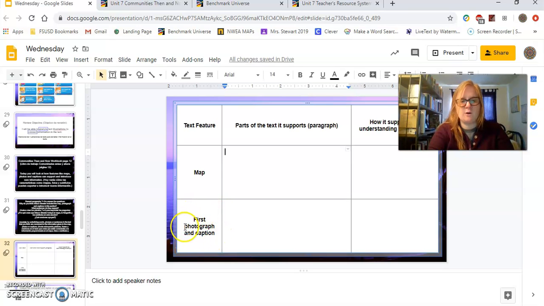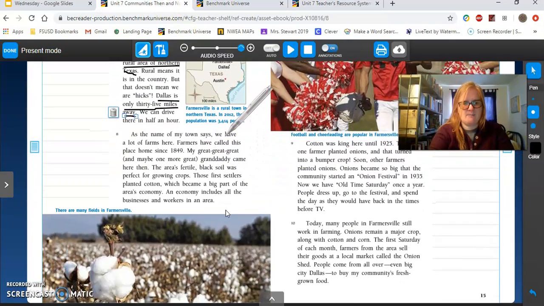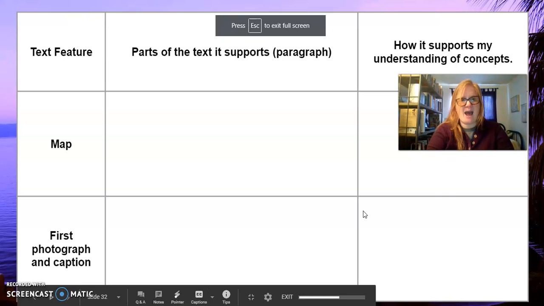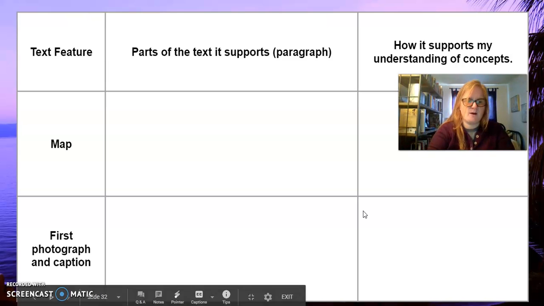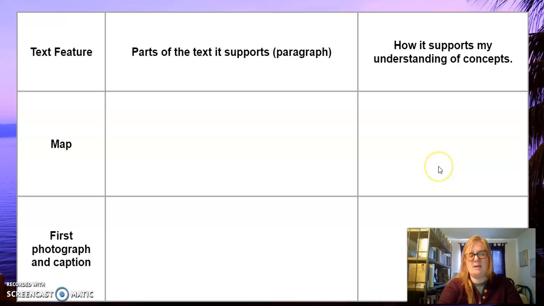And then you're going to look at the first photograph and caption. And when I'm talking about the first photograph, I am looking at this one. There are many fields in Farmersville, and this photo right here. Maybe somewhere here it tells us what this is. So that's how you would do that one. Okay. All right. So moving on. After you have finished this, then move on to what we're going to be talking about next. So pause the video now, work on this assignment before you move on in 5, 4, 3, 2, 1.